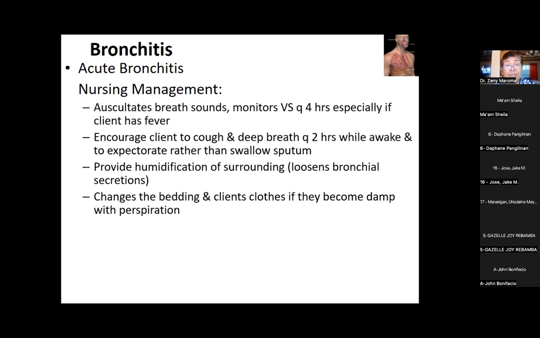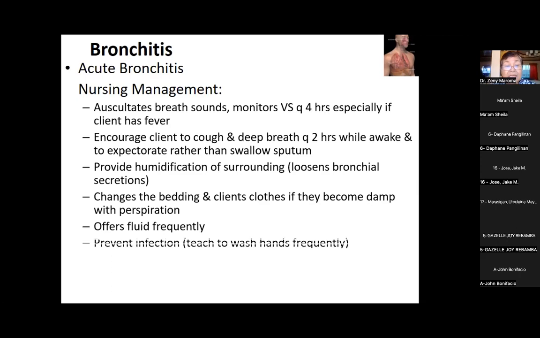Okay? Provide humidification of surroundings, no? Change the bedding and client's clothes, no? Especially kung nabasa ang damit kasi mataas ang lagnat. And of course, offer fluid frequently. Increase fluid intake unless contraindicated.